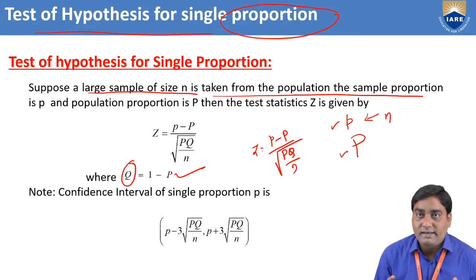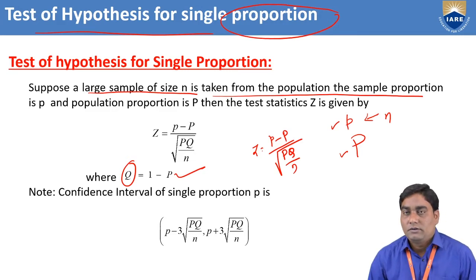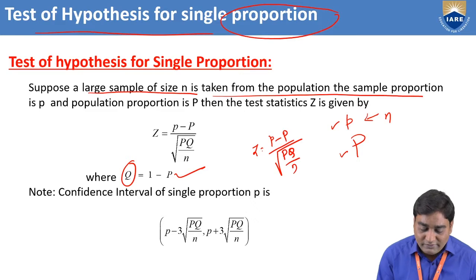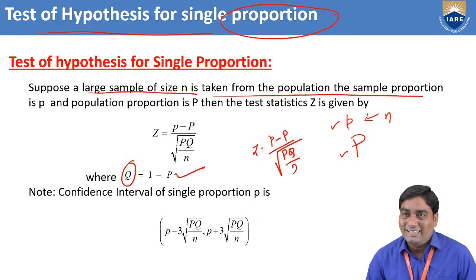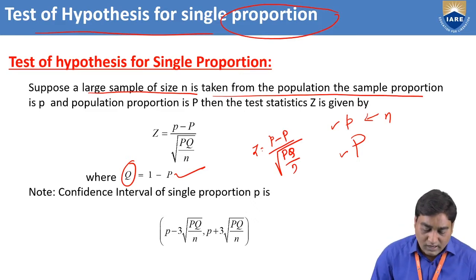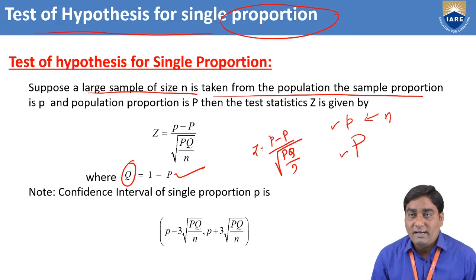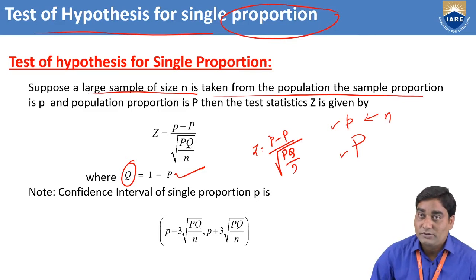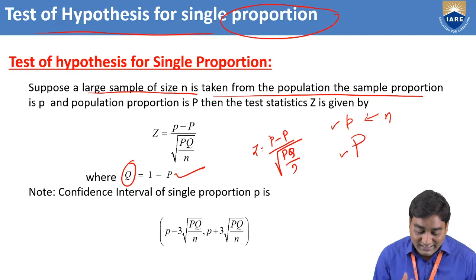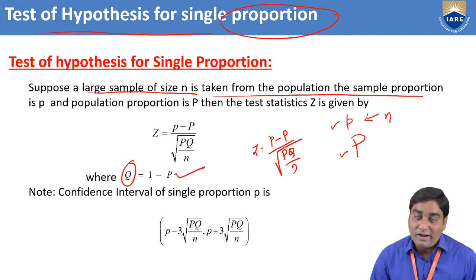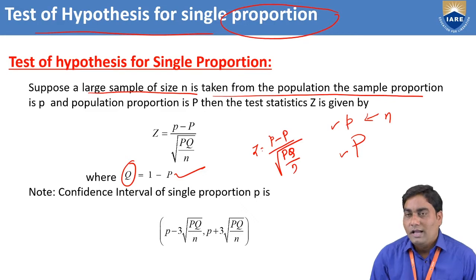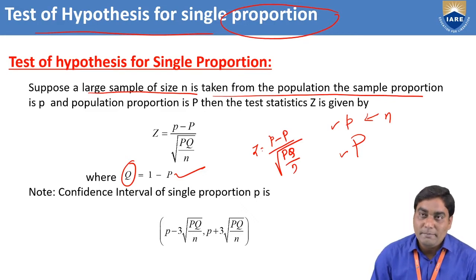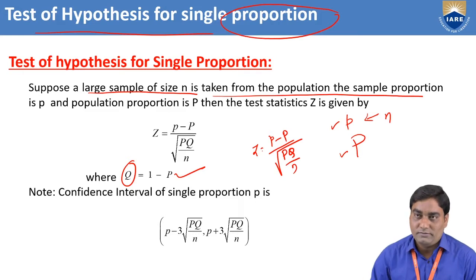Here we are going to get one doubt. What is that doubt? Here we have only one sample. In the previous sessions, I told you that if you have only one large sample, we can use test of hypothesis for single mean. But here also it is the same one sample. Why are we going to use the test of hypothesis for single proportion? There is a small difference between test of hypothesis for single mean and single proportion.